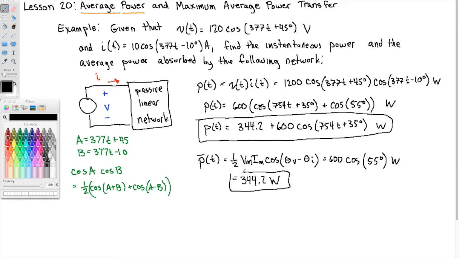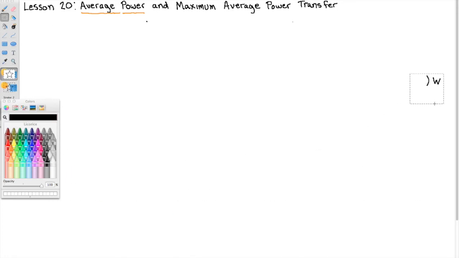And again, I just want to call attention to the fact that that's this number here. The instantaneous power is that average power plus the sinusoid. And here's the average power. Alright, let's do one more example, and then we're going to move on to maximum average power transfer.